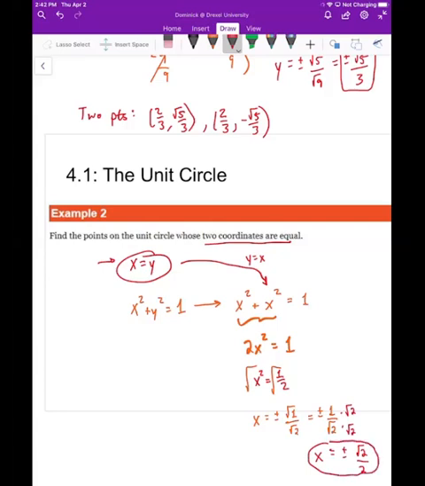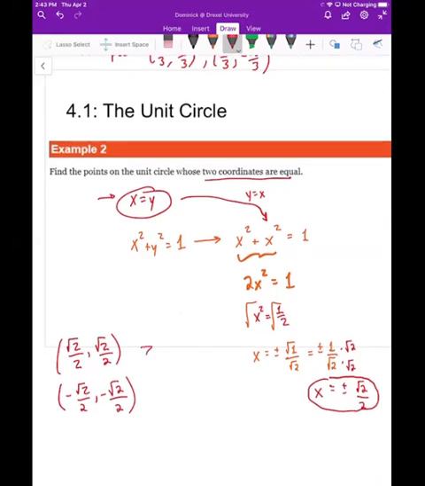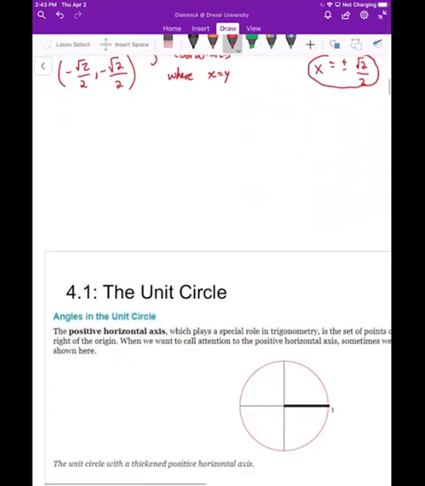Okay, but again, the original question was: find the points on the unit circle whose two coordinates are equal. So for x, we have two possibilities. It's either square root of 2 over 2 or minus square root of 2 over 2. And if we want y to be the same, then the two points are square root of 2 over 2, comma square root of 2 over 2, or negative square root of 2 over 2, comma negative square root of 2 over 2. All right, so these are our two coordinates where x equals y on the unit circle. All right, so that's that example.